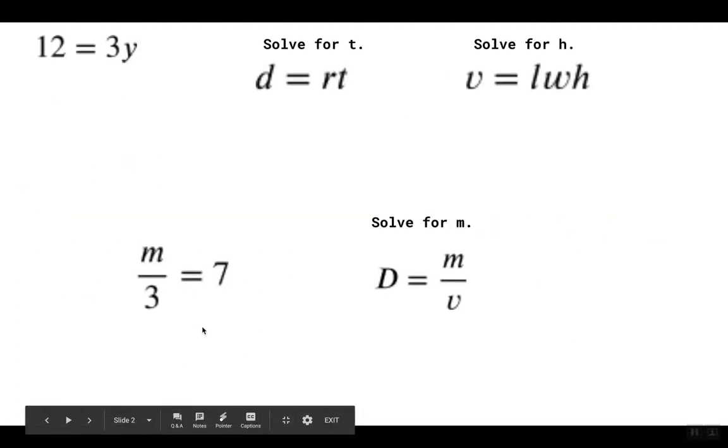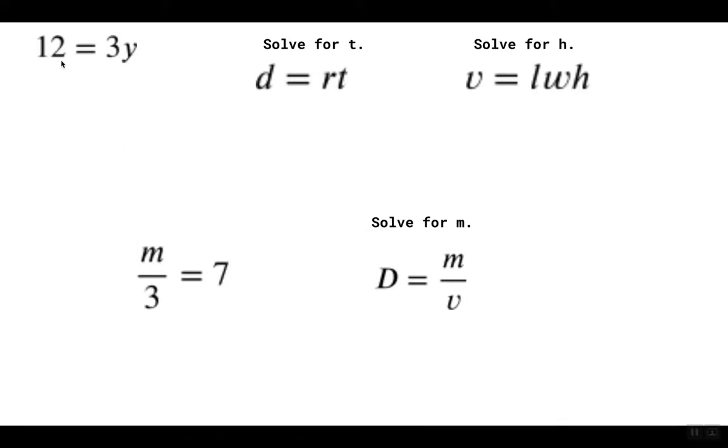Okay, let's look at a very straightforward multiplication equation. 12 equals 3 times y. So this is 3 times y, so my inverse operation is division. I'm going to divide both sides by 3, and I get y equals 4. Okay, no problem. Well, here is one that's a literal equation, d equals rt. This is a formula for distance, and they tell me to solve for t. So I'm going to isolate t. Well, what's keeping it from being isolated is the r, just like the 3 was with the y over here. This was 3 times y. This is r times t.